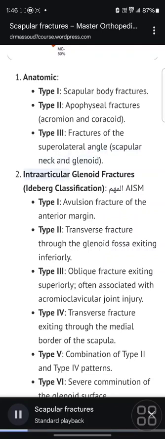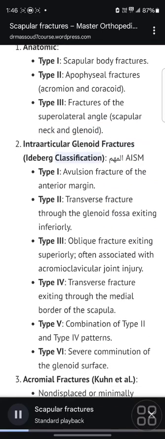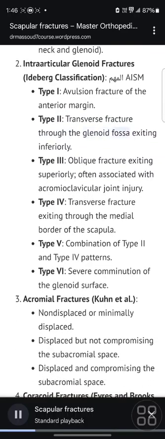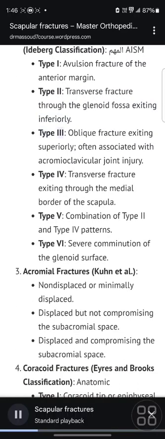2. Intra-articular glenoid fractures, Ideberg classification, AISM. Type 1. Avulsion fracture of the anterior margin. Type 2. Transverse fracture through the glenoid fossa exiting inferiorly. Type 3. Oblique fracture exiting superiorly, often associated with acromioclavicular joint injury.